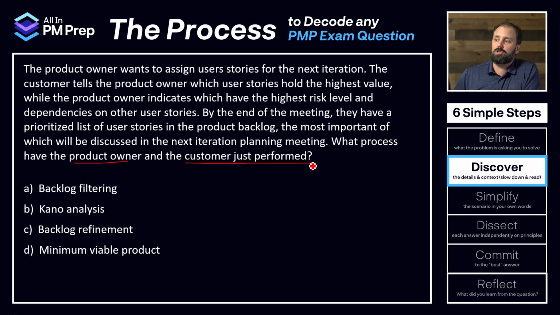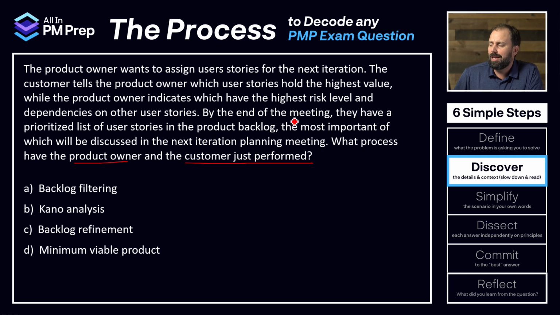The customer tells the product owner which user stories hold the highest value. Good. So they're ranking it. While the product owner indicates which have the highest risk level and the dependencies on the other user stories. So we're adding some complexity and understanding about the relationships between user stories. Great. So we're understanding the backlog and the user stories in it right now.